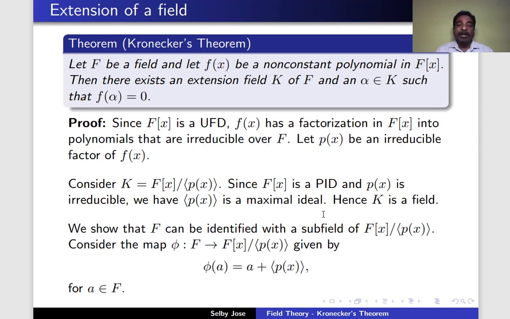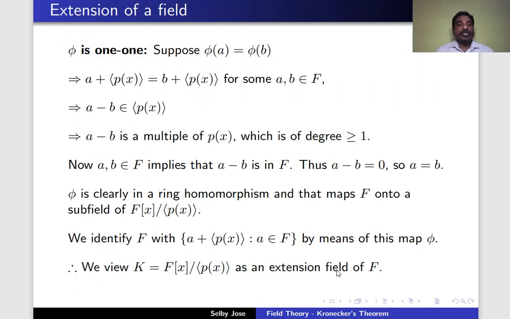For this, we define a map phi from F to F[x] mod the ideal generated by p(x), which sends a to a plus the ideal generated by p(x), where a is in F. So we first show that phi is one-one. Suppose phi of a is equal to phi of b. That means by definition a plus the ideal generated by p(x) is equal to b plus the ideal generated by p(x), where a and b are in F. So the difference a minus b belongs to the ideal generated by p(x). That means that a minus b is a multiple of p(x), or p(x) divides a minus b.